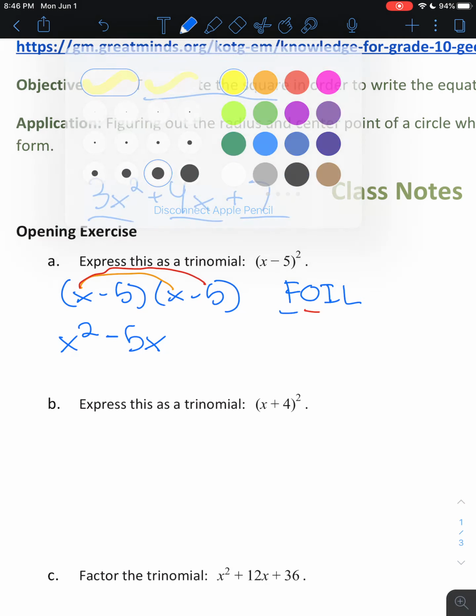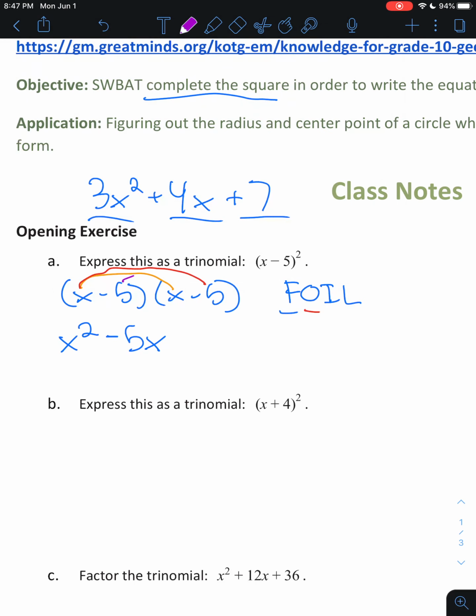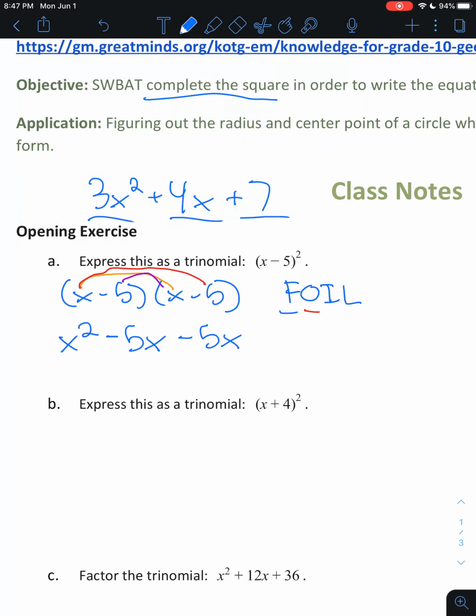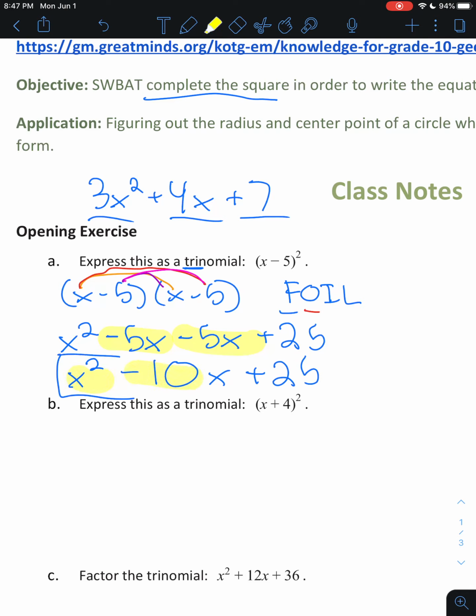And then, let's say we use a different color again. The I stands for inner, so it's the inner two. Again, a negative 5 and an x. So we have minus 5x. And then lastly, the L stands for last. So we have the last two terms, the negative 5 and the other negative 5. Negative 5 times negative 5 is positive 25. So now we have four terms here, but again, we want this as a trinomial, right? Three terms. You'll notice that we can actually combine these two terms, they're like terms. So we would have x squared, minus 5x minus 5x would be negative 10x, and plus 25. So this is our answer here. This is a trinomial since we have 1, 2, 3 terms, right?